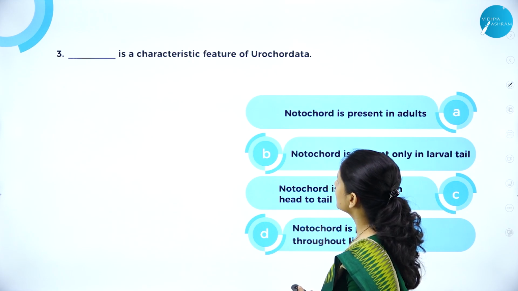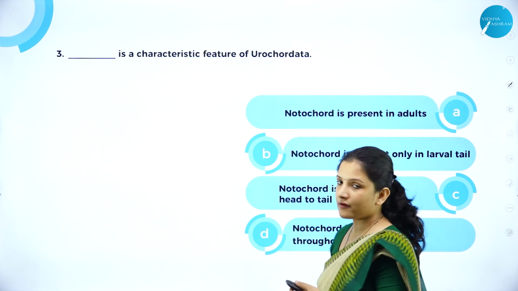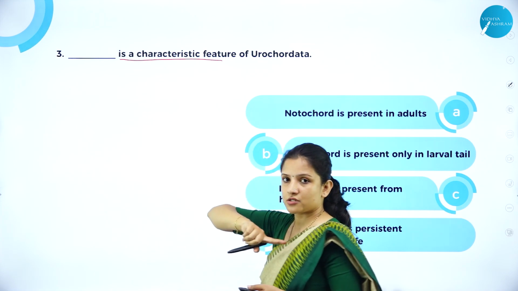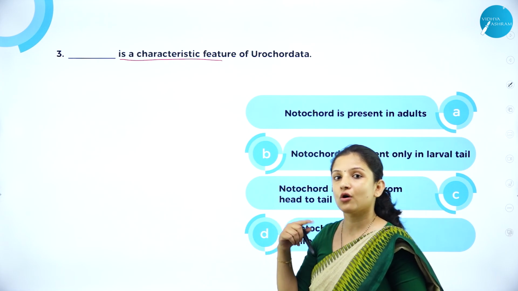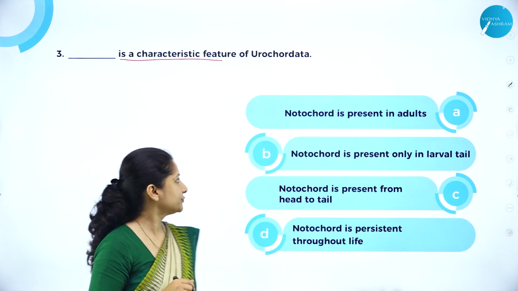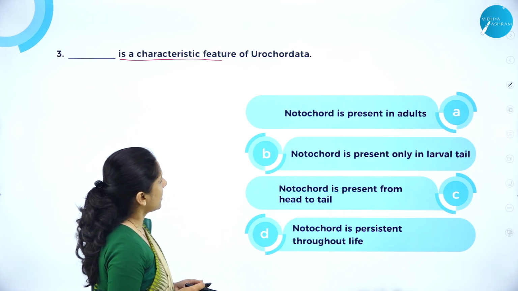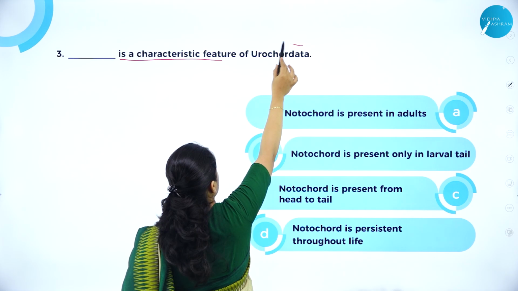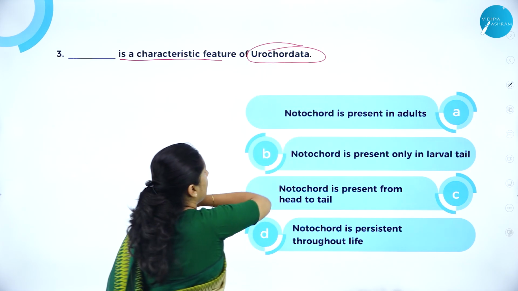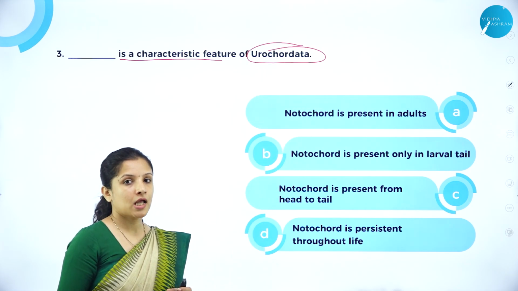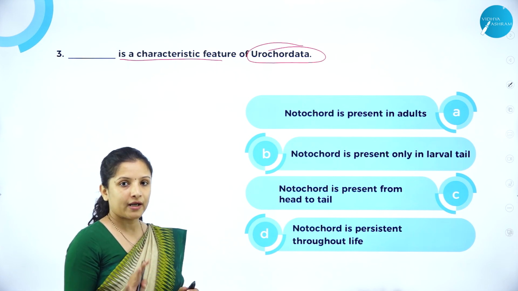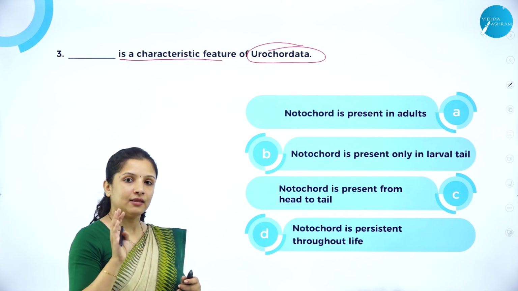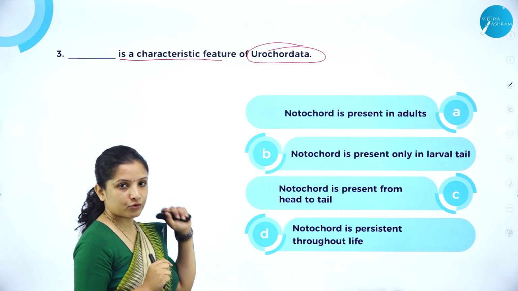Dash is a characteristic feature of urochordata. Now I have asked the question as, which is a characteristic feature. In the previous question it was, which is not a characteristic feature. So the option here: notochord is present in adults. Again, don't get confused; I am talking about urochordata. Notochord is present in adults? No, it's the wrong answer. Why? Because in urochordata, the notochord is present only in the larvae, and that too in the tail.